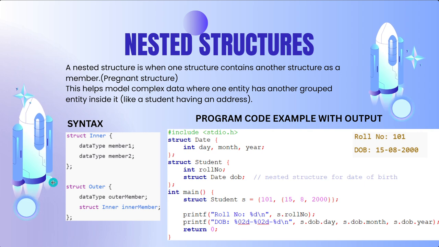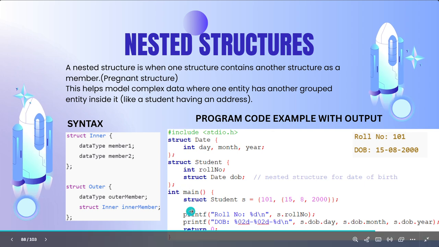So this is one structure for date: day, month, year. Then another structure for student: int roll number, struct date. So this is one structure, and there is another structure. We are calling the structure from here to here. It is not called a structure call, this is called a nested structure. From here we are taking a struct date dob. This dob is a variable of struct date, the data type. Now in main we are taking struct student s and initializing the structure. This is the student structure.